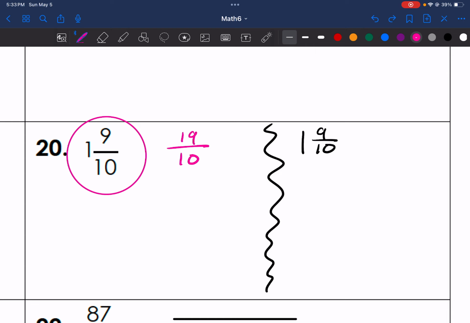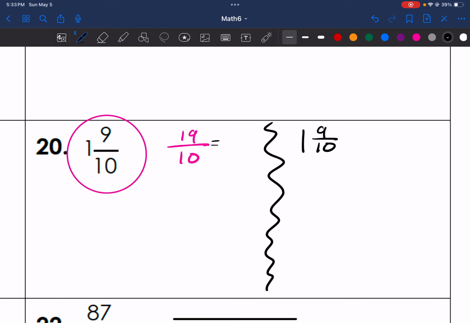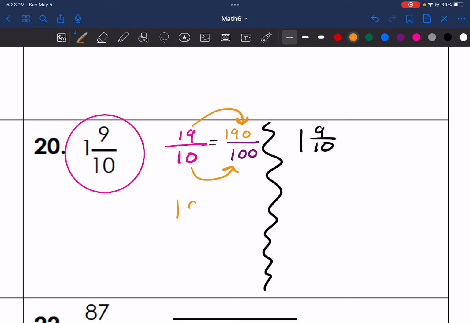19 over 10. We want to make an equivalent fraction to 100. How did I get from here to here? Which is how you get from here to here. Let's make this 190, which means it's 190 per every 100, which makes it 190%.